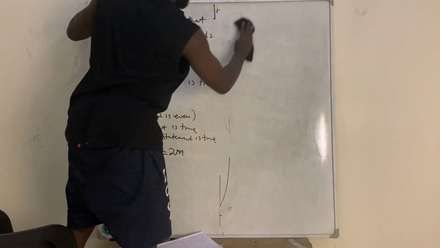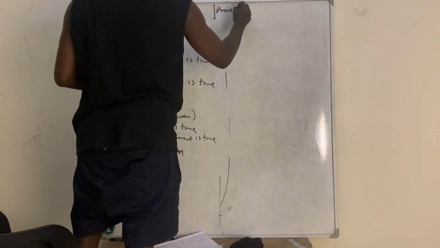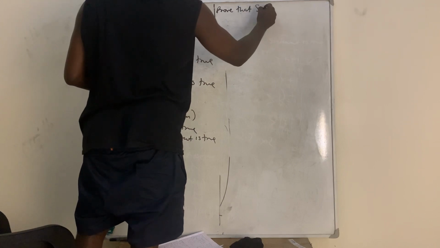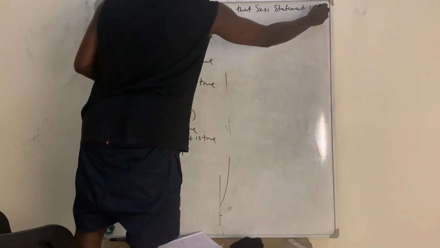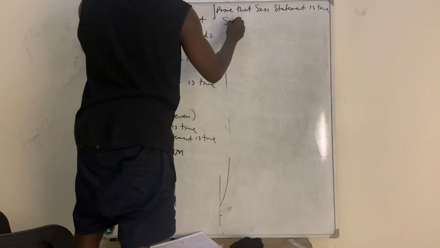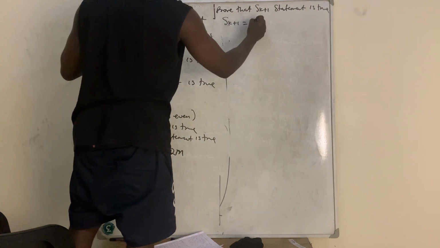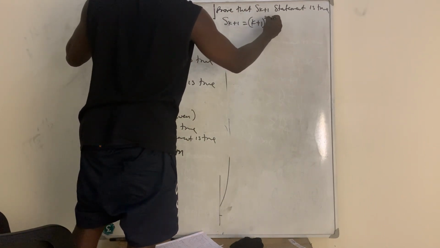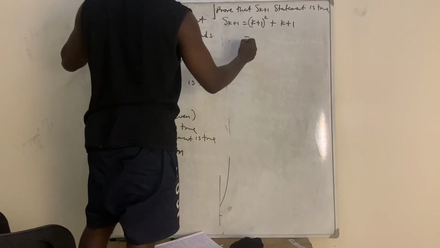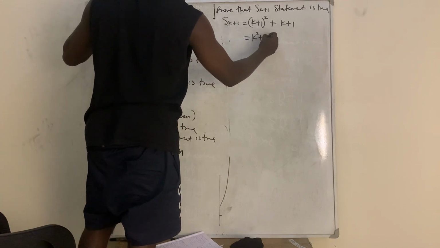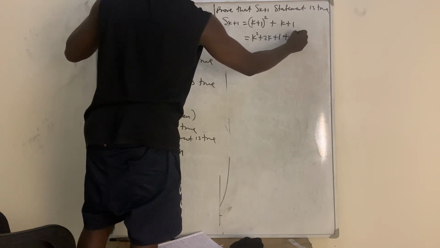So that's the last thing we are going to do. We're going to prove that the S(k+1) statement is true. So which is what? S(k+1) is equal to, go back there and put it. You have (k+1) all squared, then plus another (k+1), which is what? Open the bracket, you have k squared plus 2k plus 1, then plus k plus 1.